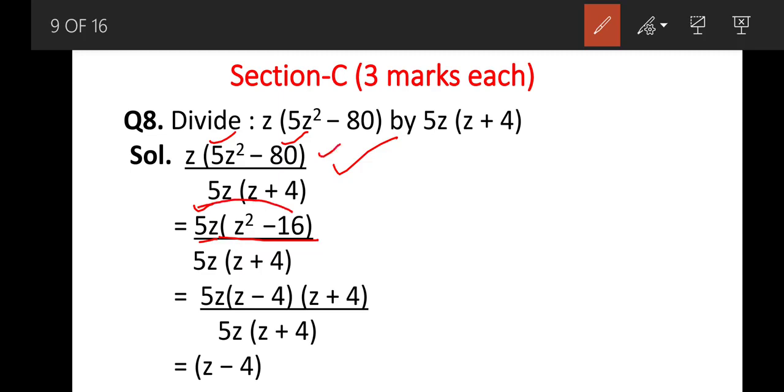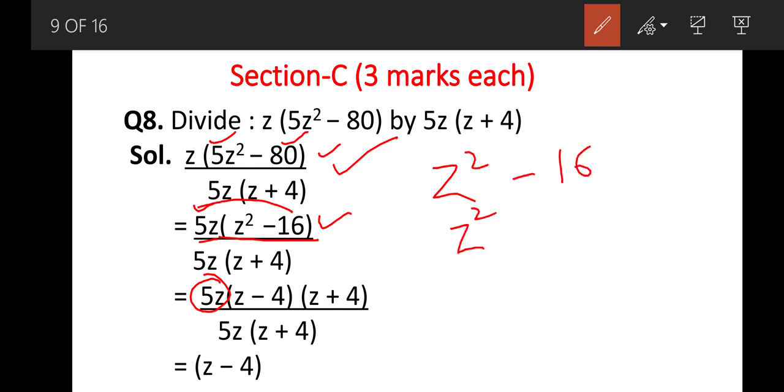So we have written z square minus 16 inside the bracket. 5 we have taken as the common factor. So we need to divide it by 5z, z plus 4. Now, after this step, 5z will be written as it is. Now, observe this carefully. Z square minus 16.